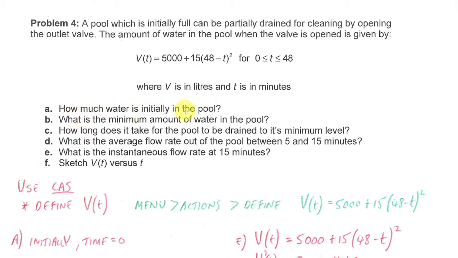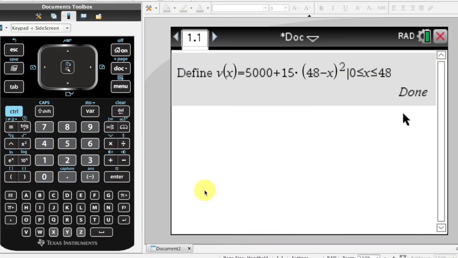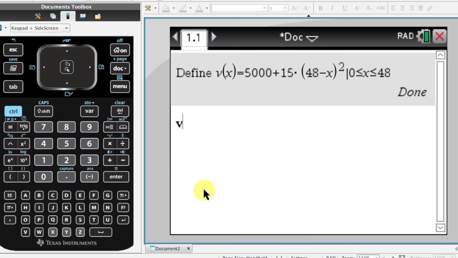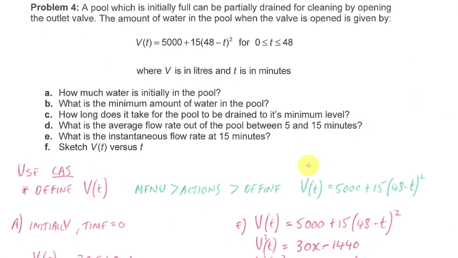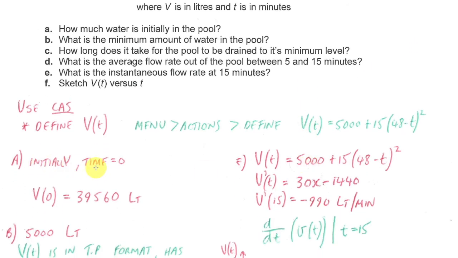How much water is initially in the pool? So whenever we hear initially, that's at the beginning. So you can see there that our time is 0 at the start. So I'm simply working out V of 0. And you can see it's 39,560 litres. The way that I write that, initially time equals 0, so V of 0 equals 39,560 litres, nothing more.